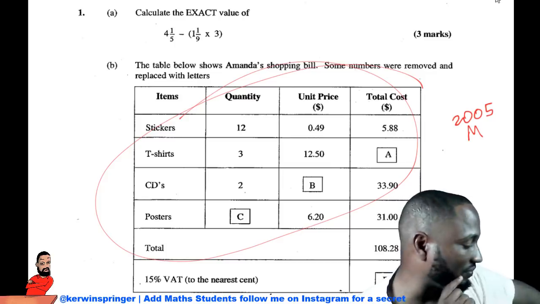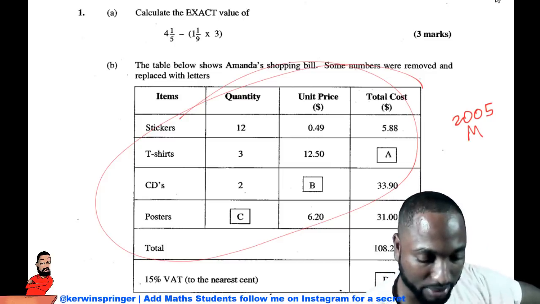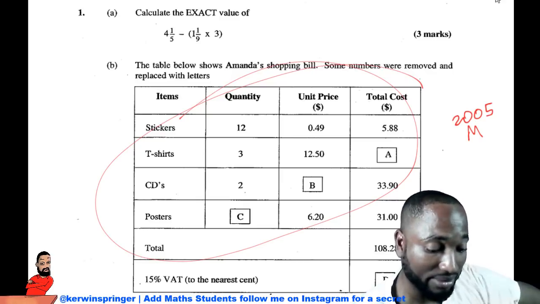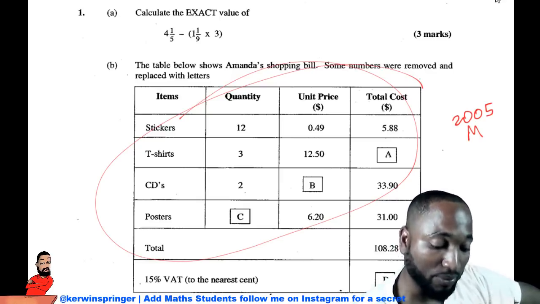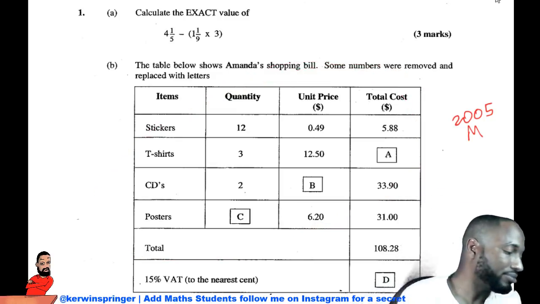CDs, $16.95. Right, I see the answers pouring out like rain here. Right. Well done. I must say, people are working. People came out to work. They're not playing. 160 people online.